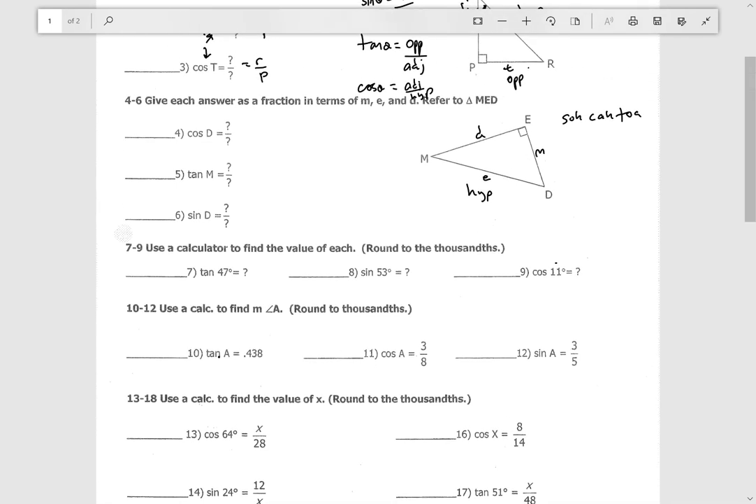So that's the hypotenuse, and again, depending on what angle I'm talking about, I can then label my adjacent and opposite sides. The first one is cosine of D. Angle D is right here. So this is the adjacent, it touches it, and this is the opposite. Cosine is adjacent over hypotenuse. So this is going to be equal to the adjacent over the hypotenuse, M over E.